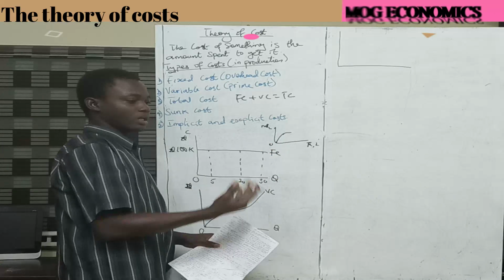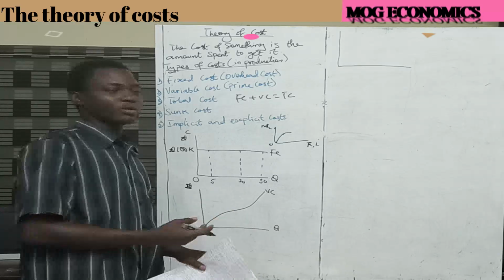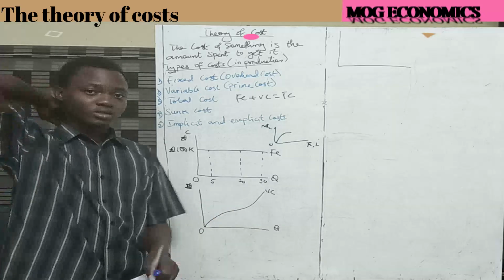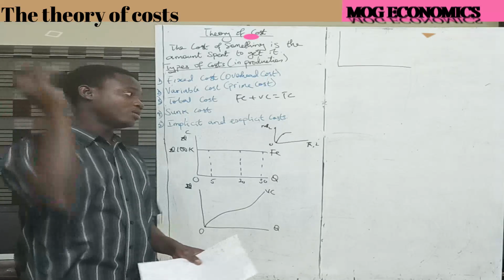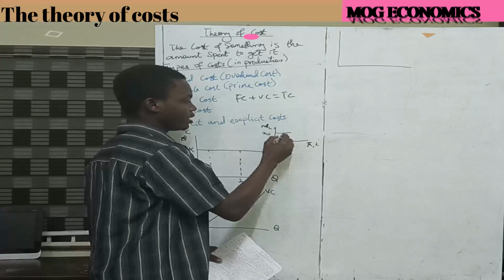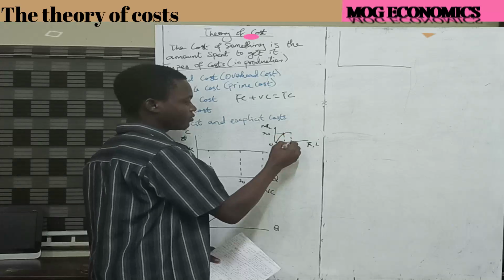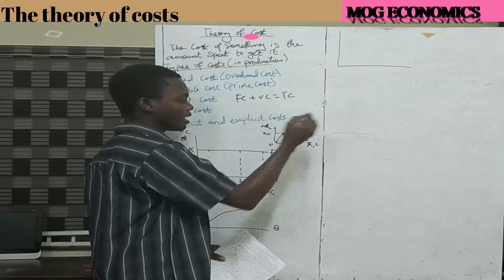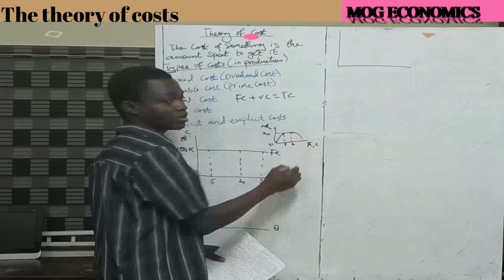Let's say you employ the fifth person. The person was able to add, let me say, 20 units to production. Then you employ the sixth person. The person was also able to add 20 units to production. So the fifth person added 20, the sixth person added 20, so it's kind of constant. Then from there, if you add another employee, you discover that your marginal product falls.